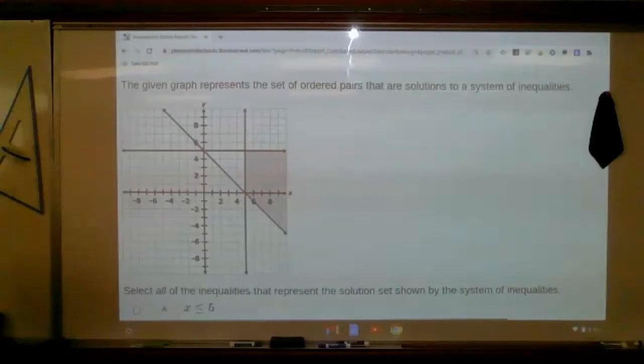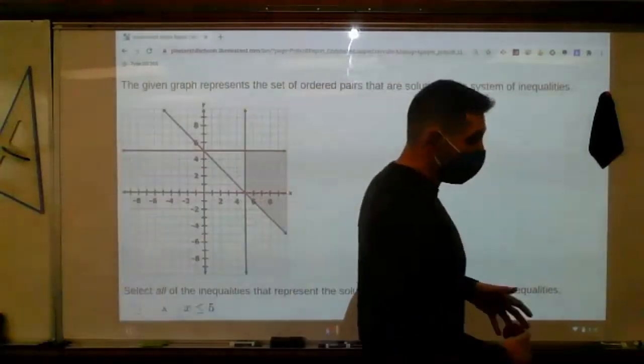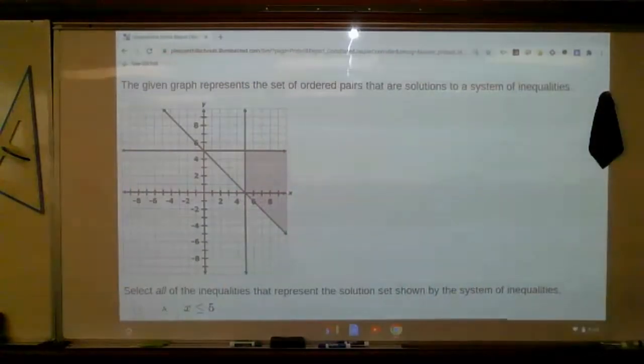Brooke? Where the lines intersect. That would be a system of equations. What are we looking for in the system of linear inequalities? Garrison? Where it's shaded in. Yeah, where it's shaded in. All of this shaded in area is solutions to whichever equations made that.